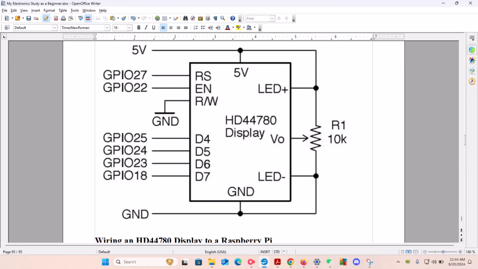27 and 22. 27 goes to RS, 22 goes to EN, and the R-W goes to ground. Also, we have to consider our diodes. That's for GPIO 25 goes to diode 4, GPIO 24 goes to diode 5, GPIO 23 goes to diode 6, and GPIO 18 goes to diode 7. Remember that the purpose of one of the leads going out is the LED plus.